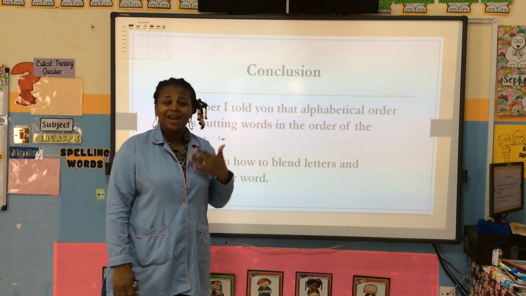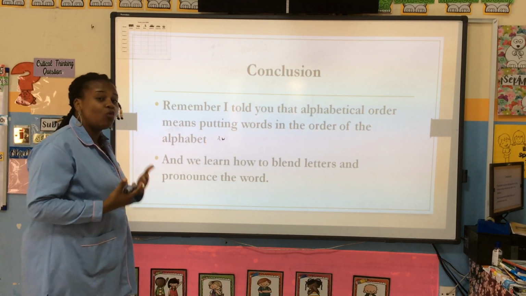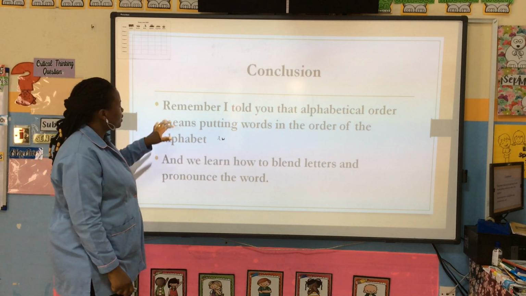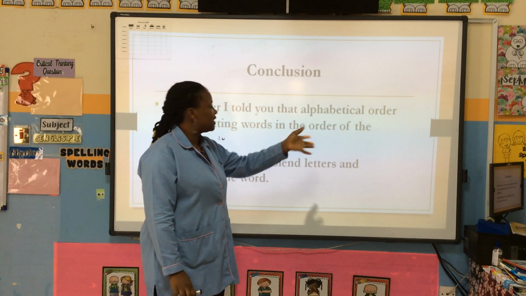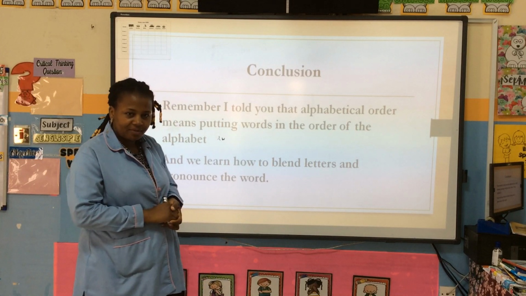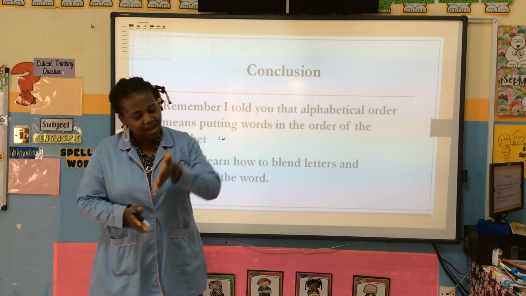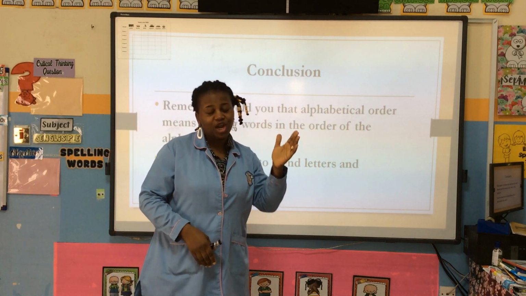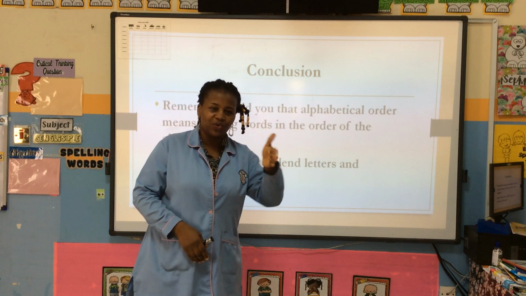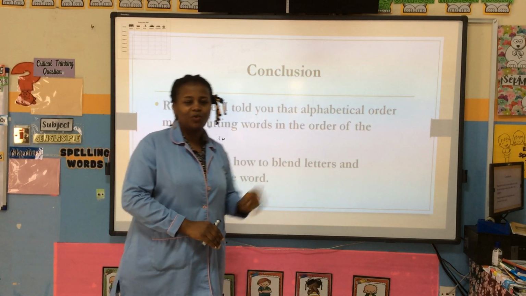This is our conclusion. Gradually, we've come to the end of our lesson today. But let me refresh our memory of what the lesson was all about today. Today, we talked about, remember I told you that alphabetical order means putting words in the order of the alphabet. Like you put your A before your B, not B before A, okay? Put it A, B, C, like you do your 1, 2, 3. You don't count 3, 1, 2, no. You count it in sequence, 1, 2, 3, 4. That's how you do your ABC. A, B, C. You order them that way, okay?